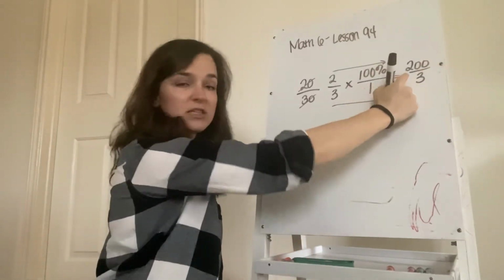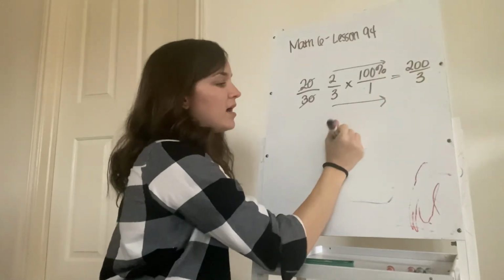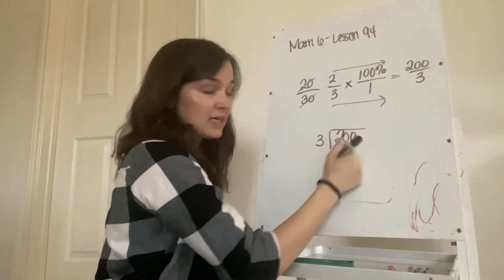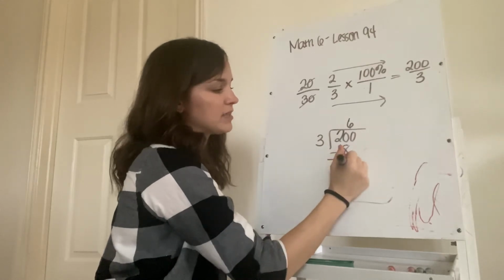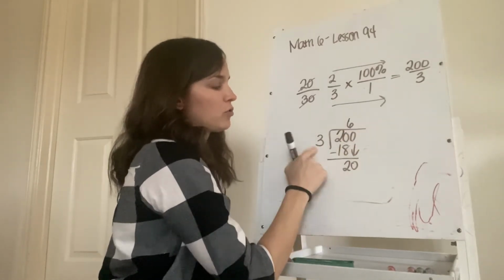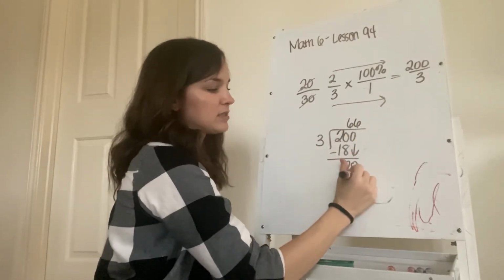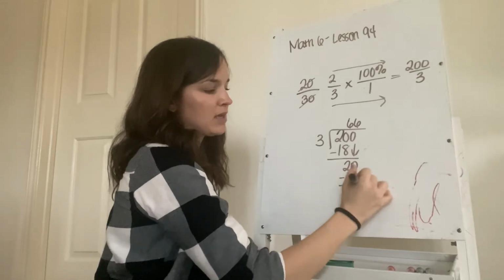So then remember we said this bar right here means to divide. So we'll set that up. 200 divided by 3. 3 goes into 20 6 times. 6 times 3 is 18. 20 minus 18 is 2. Bring down your 0. 3 goes into 20 6 times again. 6 times 3, 18. 20 minus 18 is 2. So we've got our remainder here.